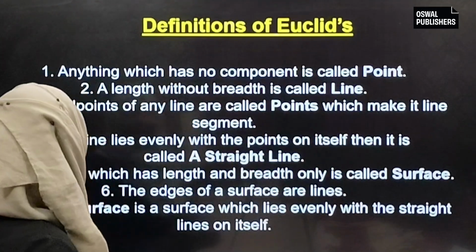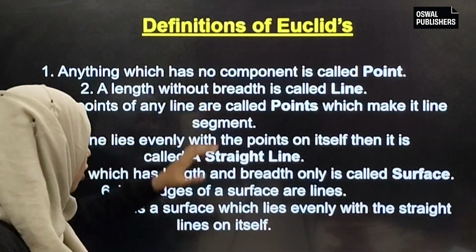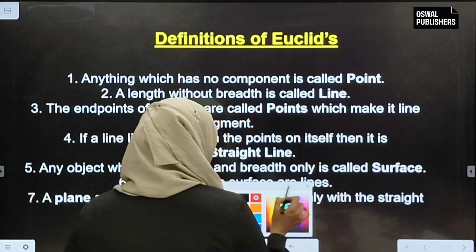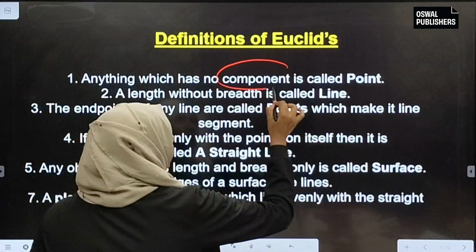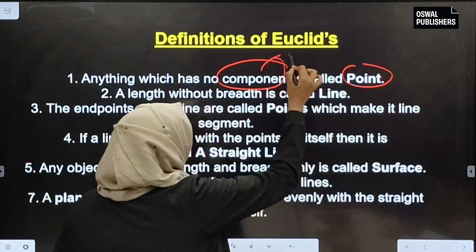So we will start from the first definition. The first definition is: anything which has no component is called a point. So what is meant by component?